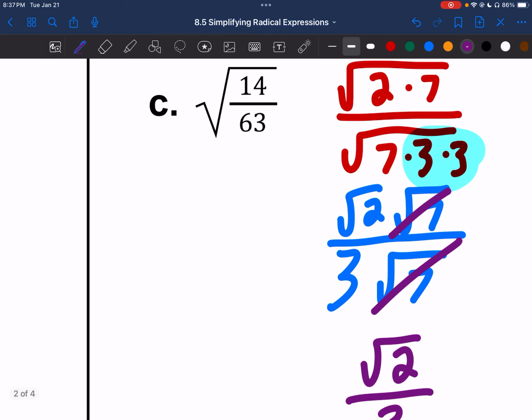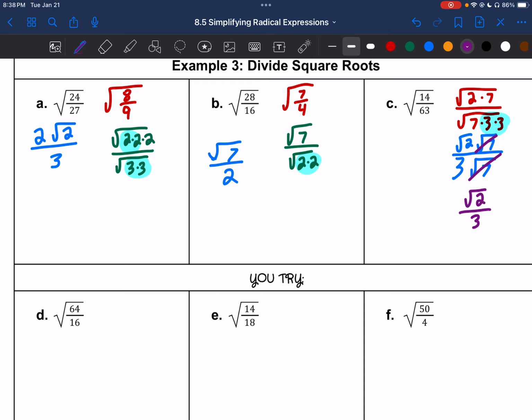Now, had we simplified this, dividing numerator and denominator by 7 before we did anything else, you would have the square root of 2/9. The square root of 2 stays the square root of 2, and then you've got the square root of 9, and that is 3. So you have the square root of 2 over 3. All right, I want you to try letters D, E, and F at the bottom of this page on your own, and then check your work against mine.